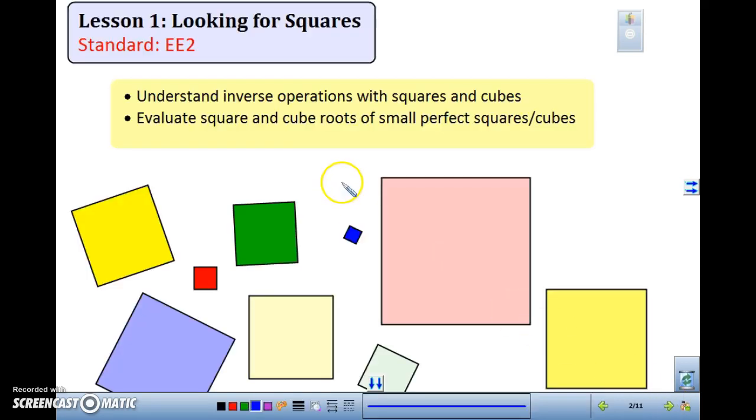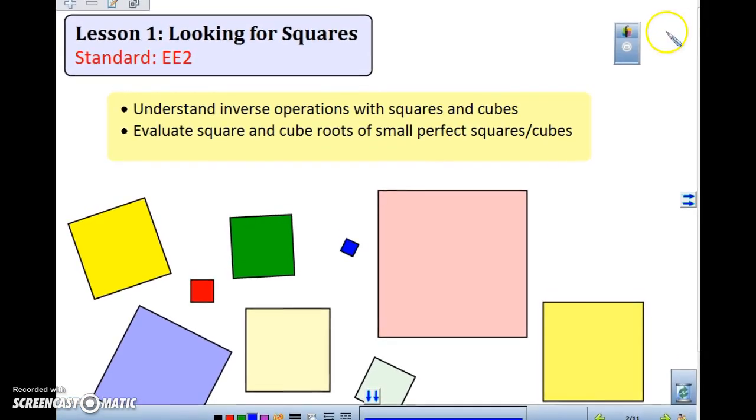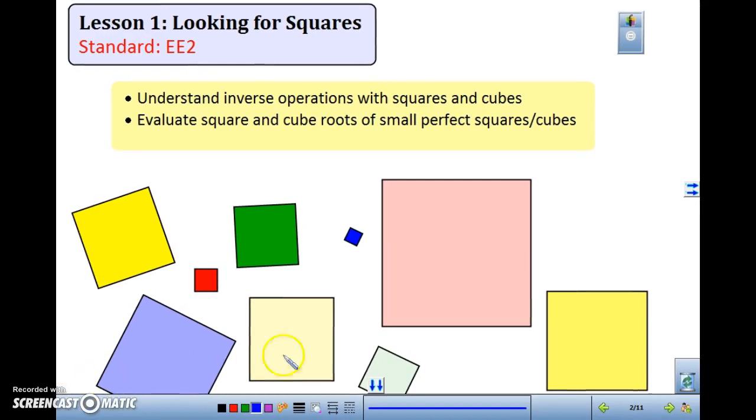And what I would like you to do is right now open your notes and you're going to see lesson 1. We're going to be looking at squares. So as you guys are watching this video, you're going to see some stuff, and if you have questions, I just want you to remember that you can always pause the video as you're watching it so that you can see and get some questions.